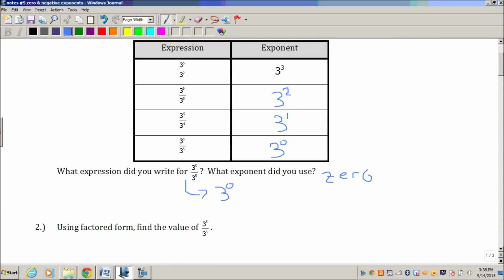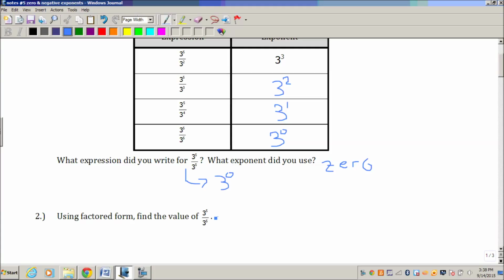So in question number 2, it says, using factored form, find the value of 3 to the 5th divided by 3 to the 5th. Well, that just means if we multiply it out, 3 times 3 times 3 times 3 times 3, divided by 3 times 3 times 3 times 3 times 3. And if we multiply this out, you can use a calculator, the numerator comes out to 243 divided by 243. Now you know when you have any number divided by itself, it's equal to 1. It goes into itself once.